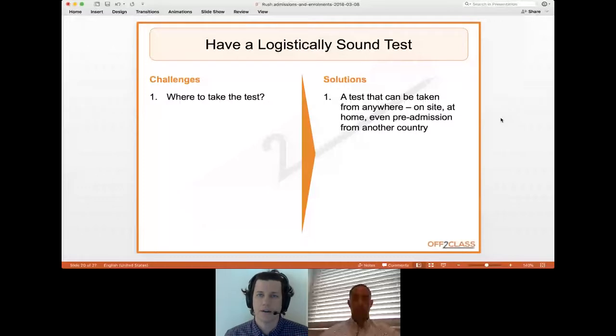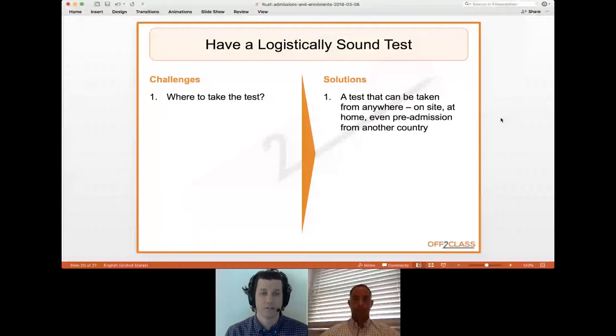So the idea here is that in order for the test to be as effective as possible, you want to have something that can be taken from anywhere, whether that's on site, whether it's from a dorm room, or even if it's part of the admissions process that a student can take in another country, in the home country if it's an international student. So something that is flexible enough that can be done from anywhere.